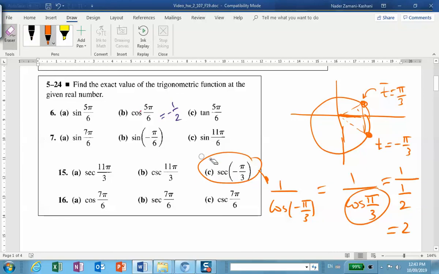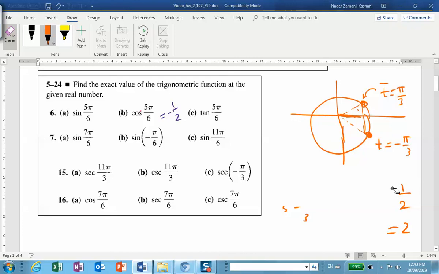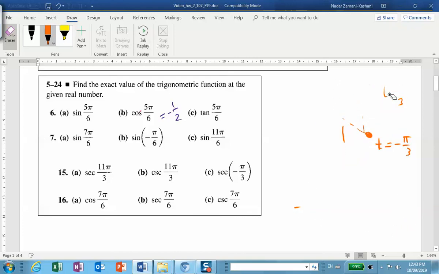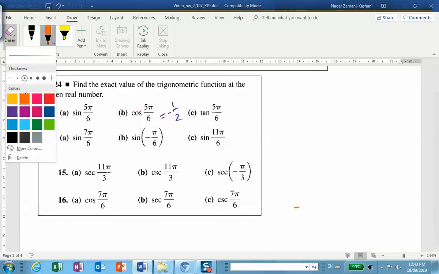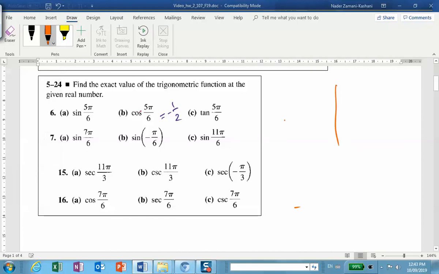Let's wrap it up by doing 16, and then I'll stop this video and do another one for the rest of the homework. This homework is one of the most important homework that you're going to get, because it basically makes sure that you understand what the unit circle is, and you can solve problems exactly without the calculator.